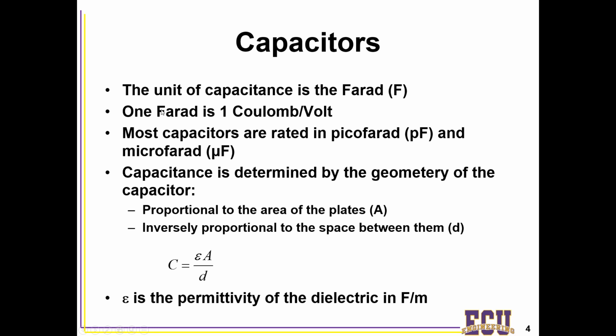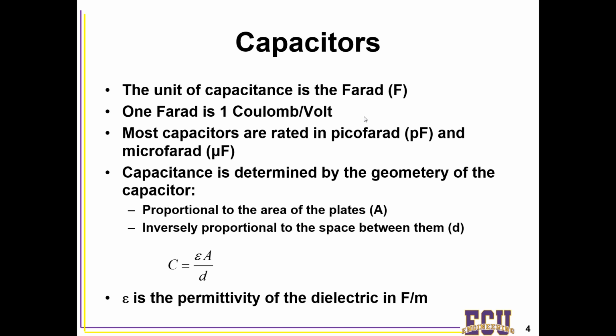The unit of farads is 1 coulomb per volt. That gets into this idea of how much charge can be stored for every volt that is across the capacitor. So if you have more coulombs per volt, then that means for any given potential you could store more charge. That means more electrons are going to be across that capacitor.